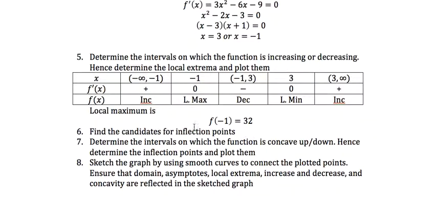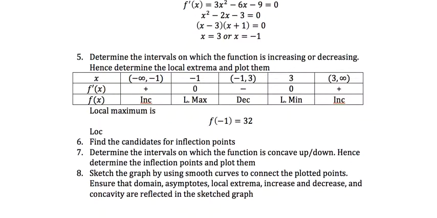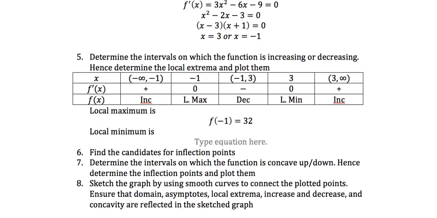Okay, so we got the local maximum is this, and the local minimum, if you find this, will be f(3), and this will equal 0. Because from the previous step we know 3 is an x-intercept, x equals 3.